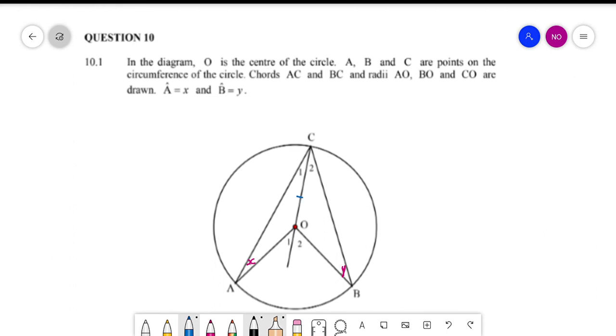And we also know that this one and this one and this one must be equal. So you can work with angles opposite equal sides.